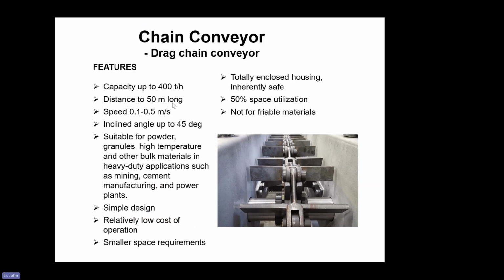Chain conveyor features. Capacity is relatively lower, up to 400 tons per hour. And the distance is shorter, about 50 meters long. And this low speed, 0.1 to 0.5 meters per second, because it is metal parts, steel on steel. So you cannot run at high speed because of the wear of parts and it makes a big noise.